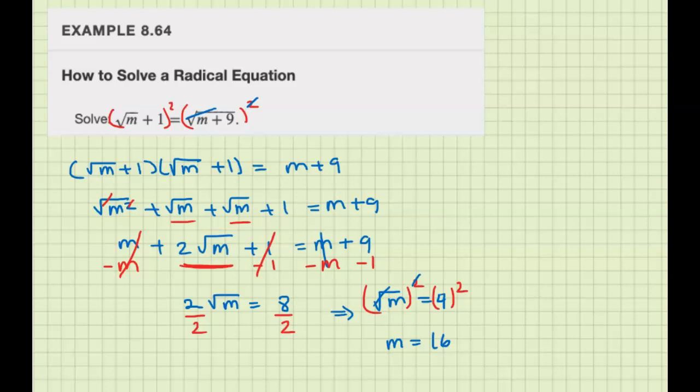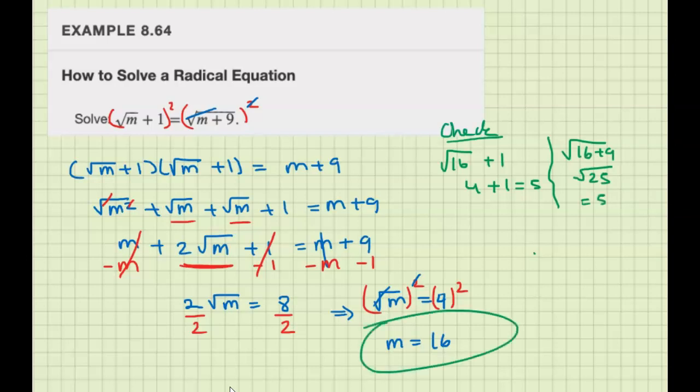Now we still have to check because we're working with square roots. We got to check at the beginning. Okay, so square root of m is square root of 16 plus 1. This gives me 4 plus 1, which is equal to 5. And this side, square root of 16 plus 9, gives me square root of 25, which also gives me 5. So both sides check out. So this is a solution.